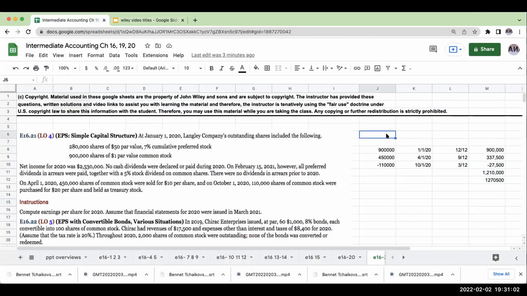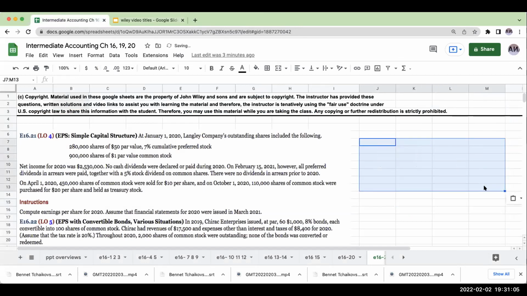Let us have some earnings per share fun. So the first thing we're going to do is compute earnings per share for 2020. Assume that the financial statements for 2020 were issued in March 2021. This is going to come into play with the stock dividend, but we'll deal with that momentarily. Earnings per share is our net income minus our preferred dividends divided by the weighted average shares outstanding.